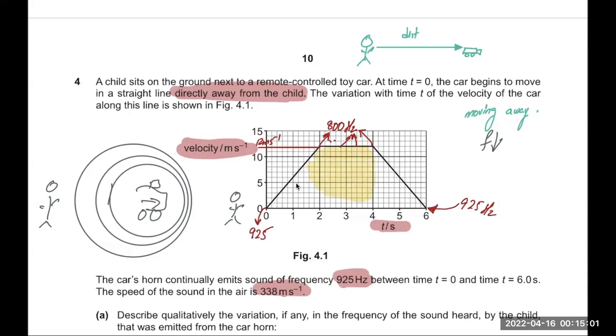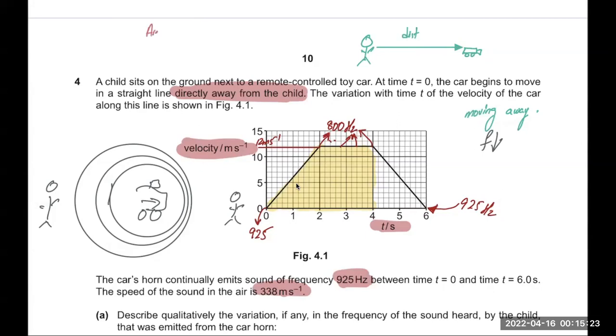You can either break it into 2 shapes, a triangle and a rectangle, or you can break it into a trapezium, half into height into sum of parallel sides. I'll go with the trapezium formula.